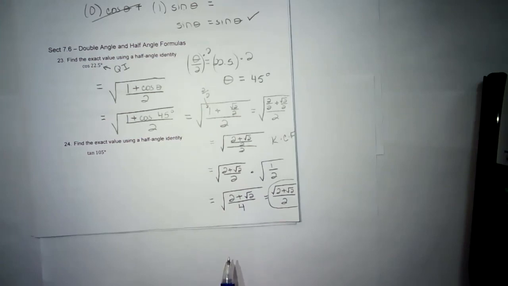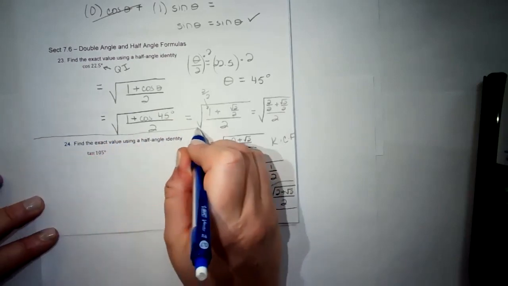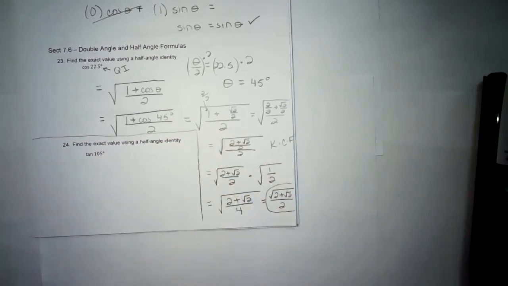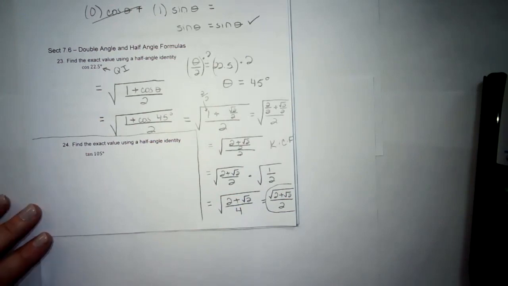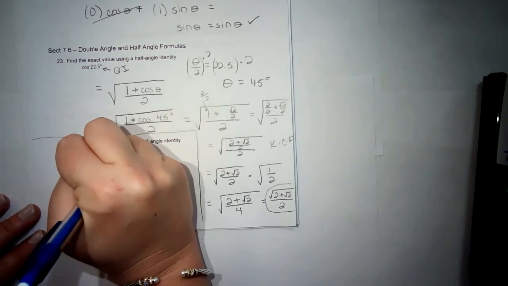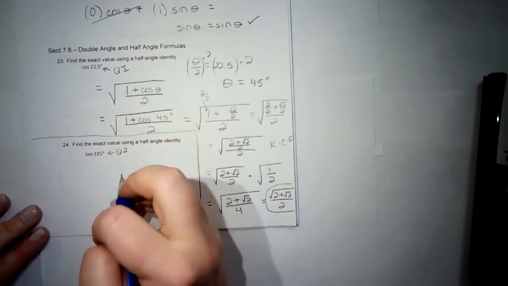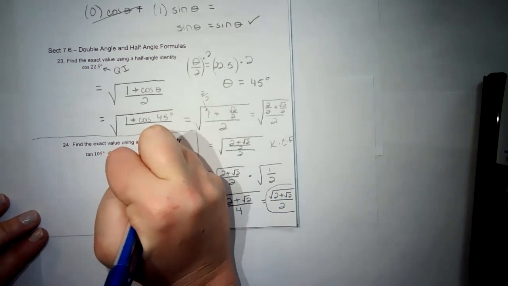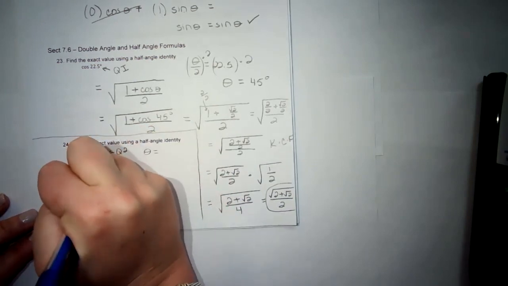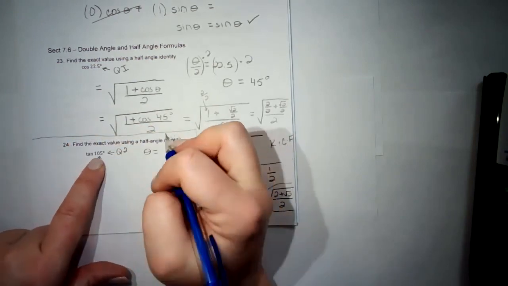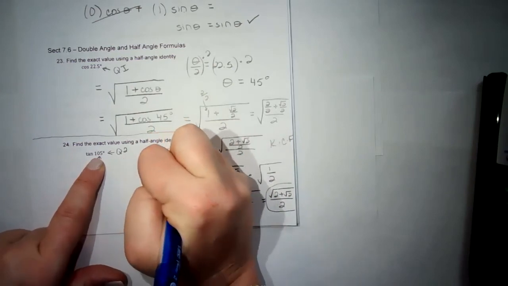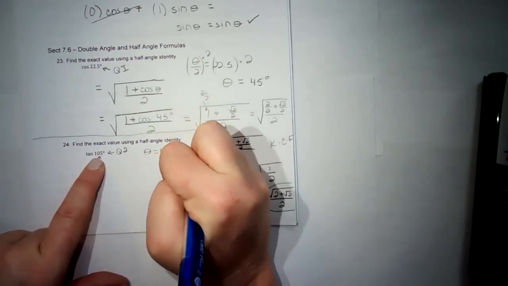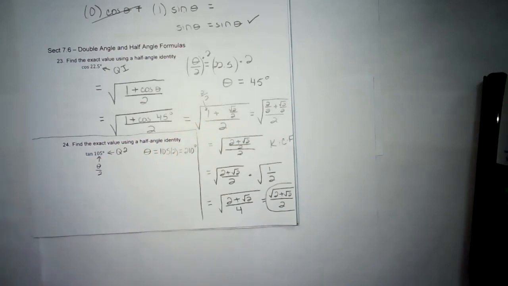All right, last problem, and I kind of wrote all over the study guide. Tan of 105. So again, there's 2 things we need to do. First of all, we need to figure out what quadrant 105 is in. Well, 105 happens to be in quadrant 2. Next thing we need to know is find theta, because this is theta over 2. So I need to multiply 105 by 2, and I'm actually looking at a theta of 210.